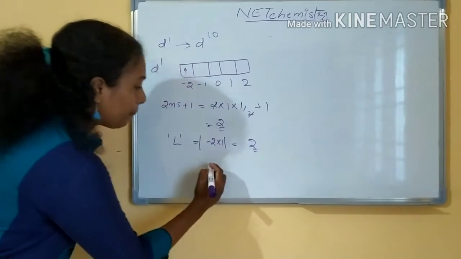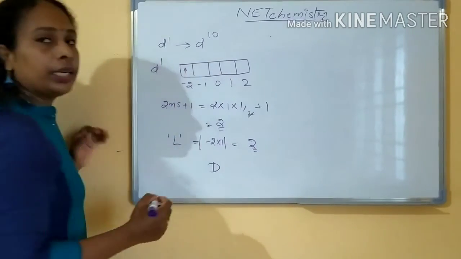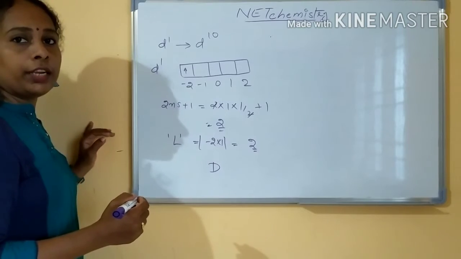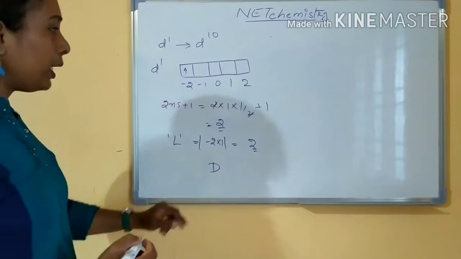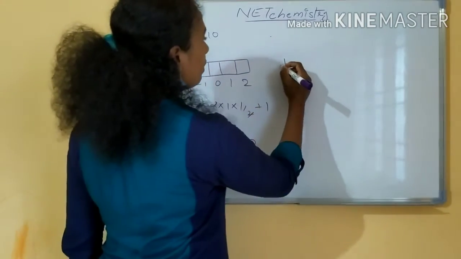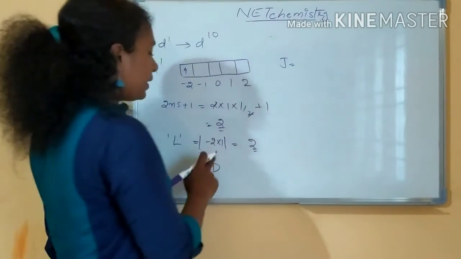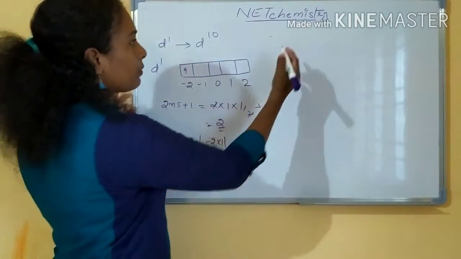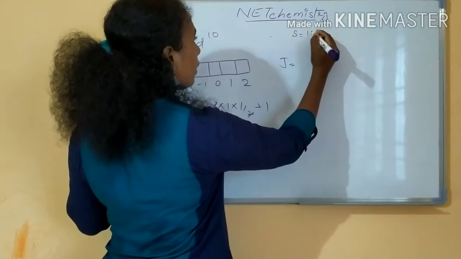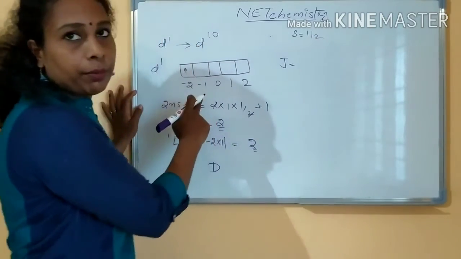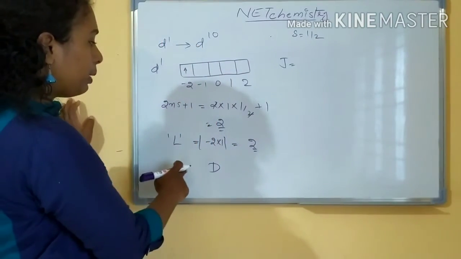L equal to 2 represents the capital D, right? Now you have to find out the J value. J value is equal to L plus S to L minus S. What is the S value? S value is equal to 1 by 2, right? Only one unpaired electron is there. So S value is equal to 1 by 2.